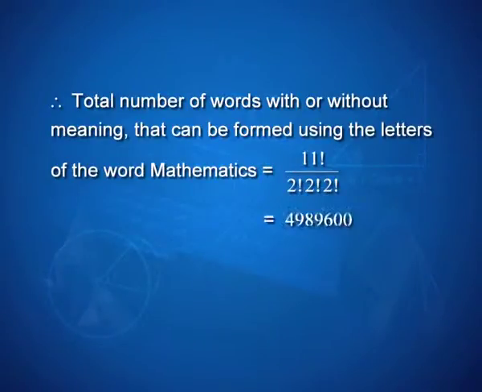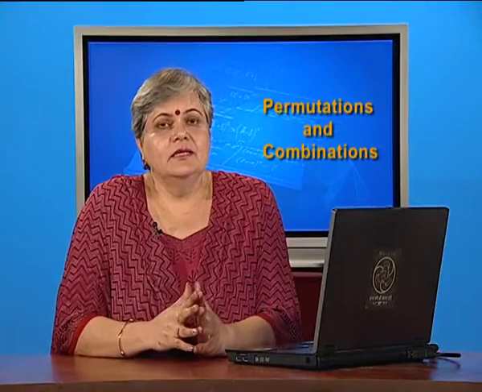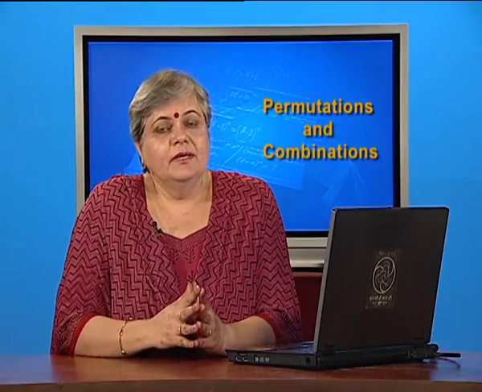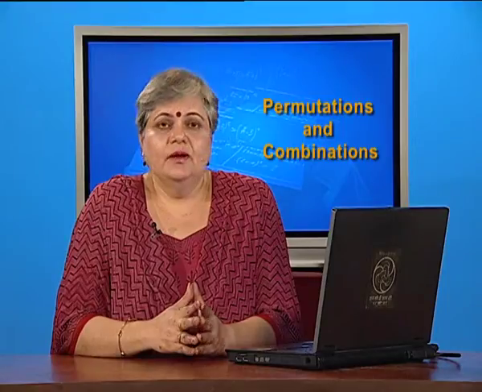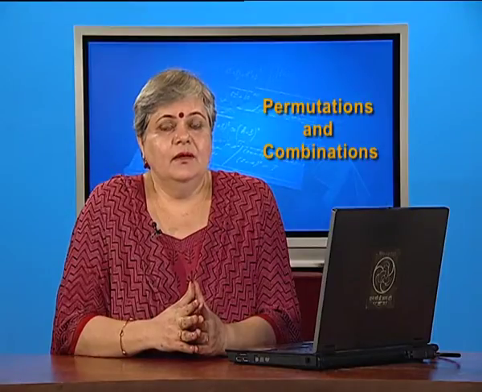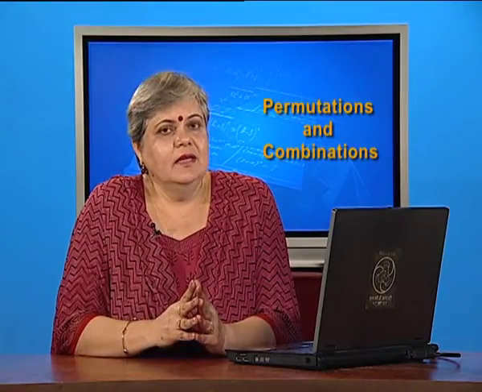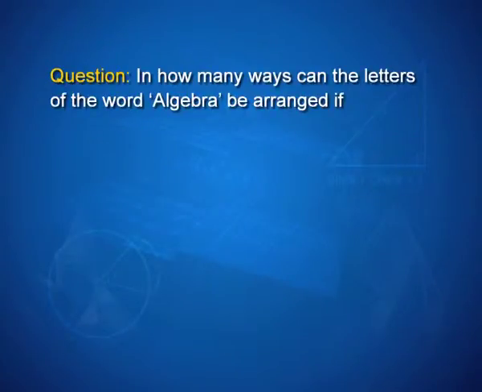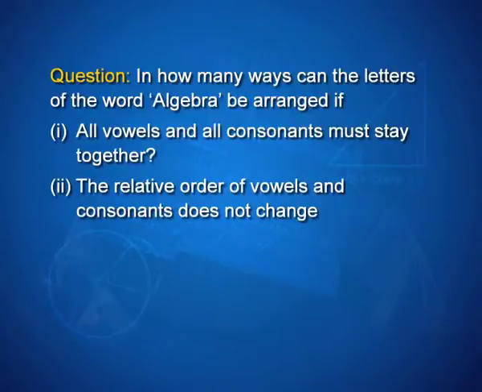Now, this is a rather large calculation. So, when you multiply and simplify all of these factorials, you would end up with a number as large as this. The answer is rather large because you are talking about arrangement of 11 alphabets, but it is still lesser than the case where all 11 alphabets were distinct. Let us take another case where the letters are repeated and there is an extra condition in the problem. What does it say? In how many ways can the letters of the word algebra be arranged if part 1, all vowels and all consonants must stay together.